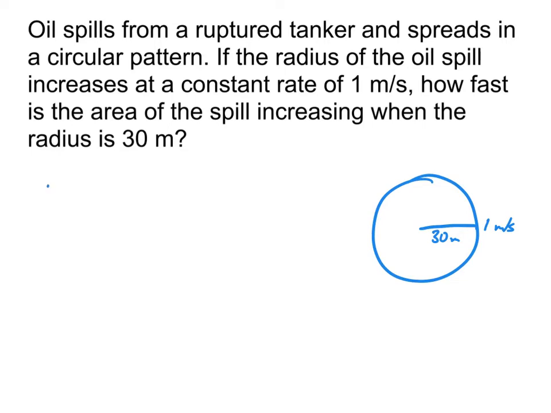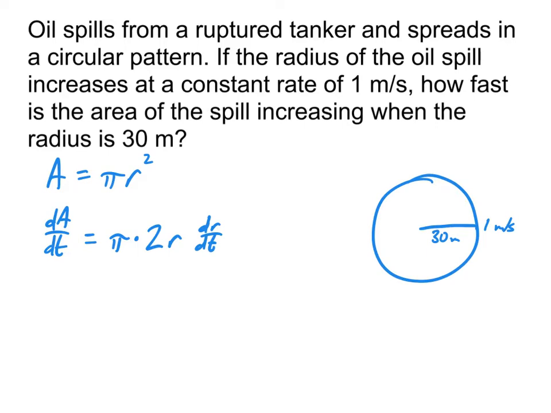So area of a circle in general is pi r squared. And since we're now trying to figure out the rate at which it's changing, we find our derivative with respect to t. So that's going to give us dA over dt equals pi times 2r times dr over dt. Remember, chain rule there by getting the dr over dt on the end. And then from there, we can go ahead and start plugging in.